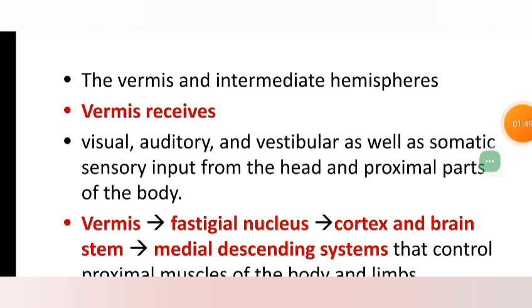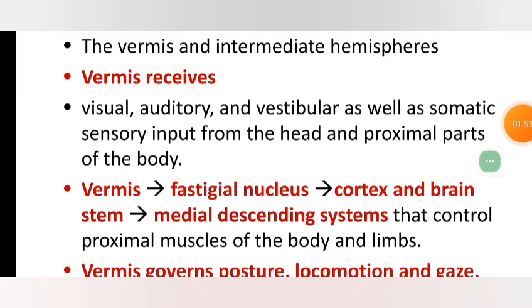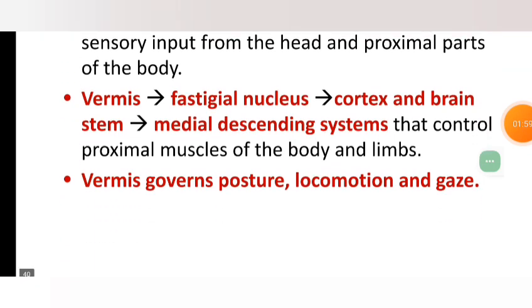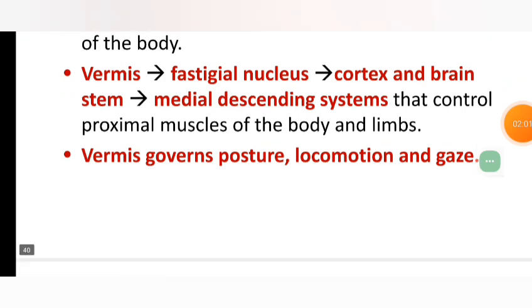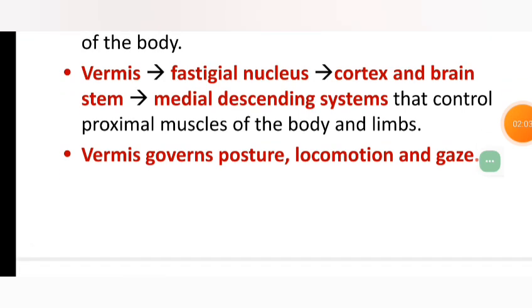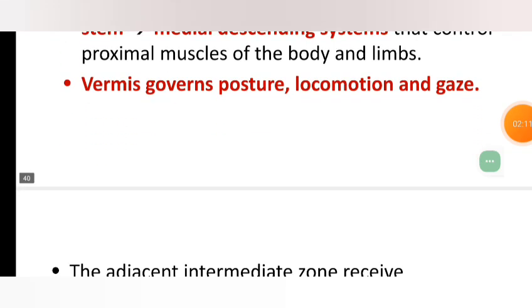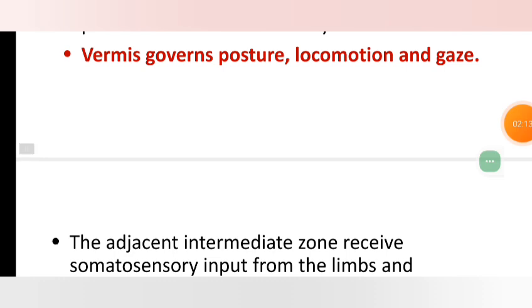The vermis and intermediate hemispheres. The vermis receives visual, auditory and vestibular as well as somatic sensory input from the head and proximal parts of the body. The vermis projects to the fastigial nucleus, cortex and brain stem medial descending systems that control proximal muscles of the body and limbs. The vermis governs posture, locomotion and gait.